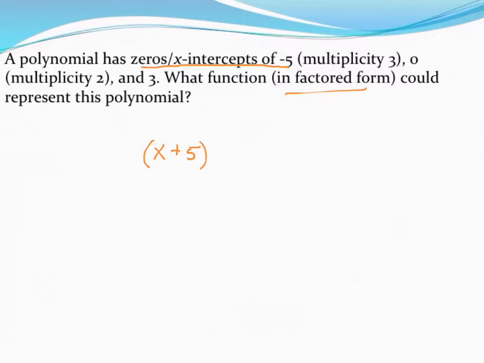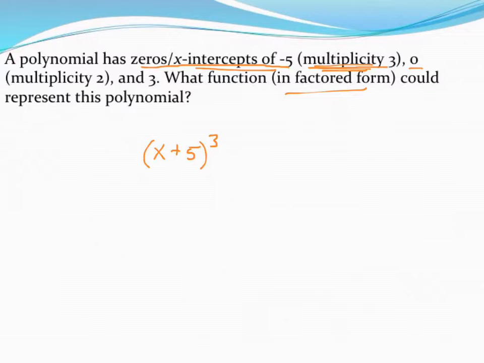This next part then, where it says I have a multiplicity of 3, it means that solution repeats 3 times. Well, to show a multiplicity, we just add an exponent, a power, to that factor. So x plus 5 to the third will get us an x-intercept of -5, and it will repeat 3 times. So we'll just repeat that process for all of our zeros.